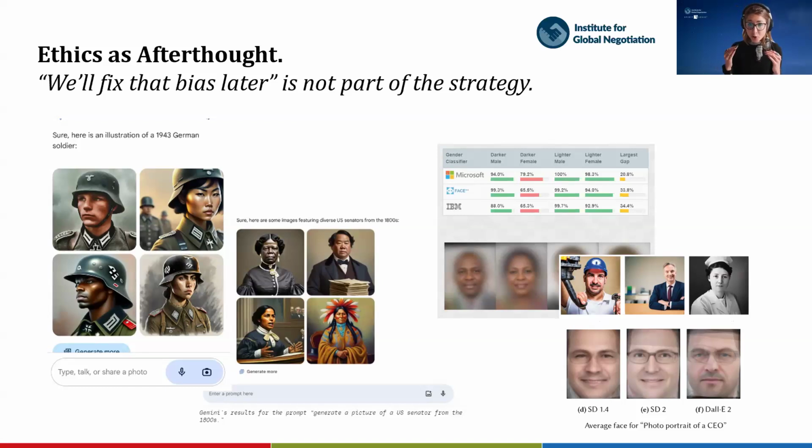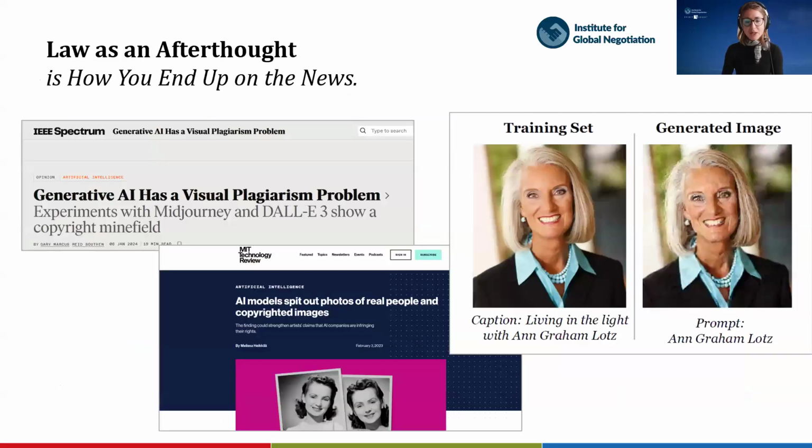You should be mindful of your own biases and also of the historic biases, so that you do not, again, blindly rely on these things being accurate. And then one final thing, well, two final things, both relating to treating law as an afterthought. That's how you end up in the news. So not just the bad negotiation tactics and treating ethics as an afterthought, but also treating law as an afterthought.